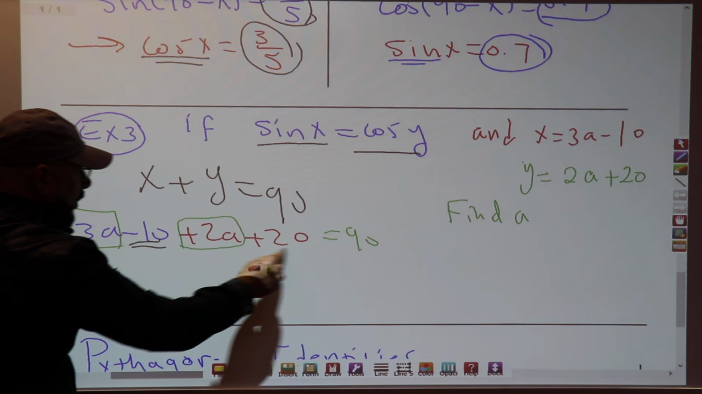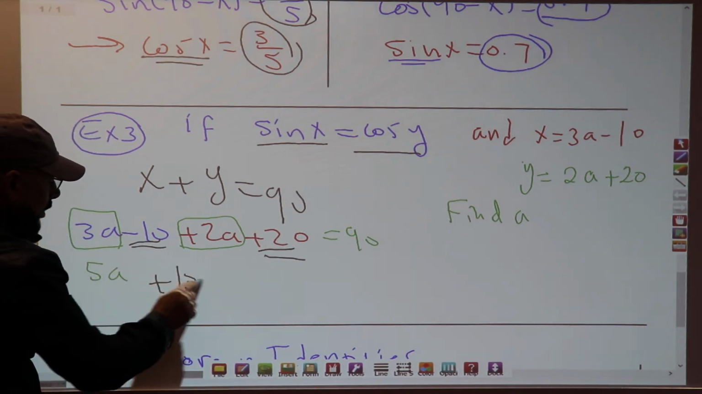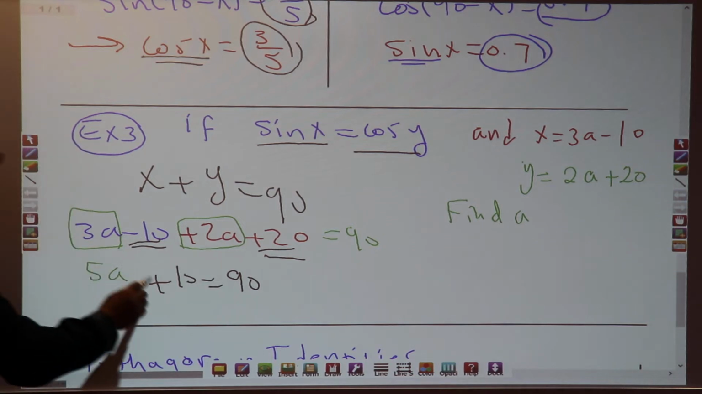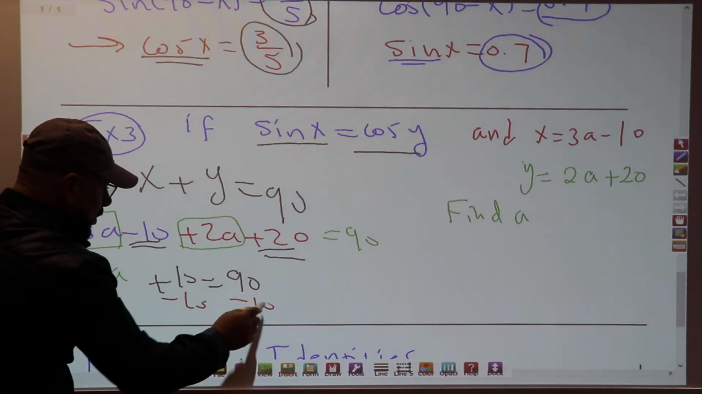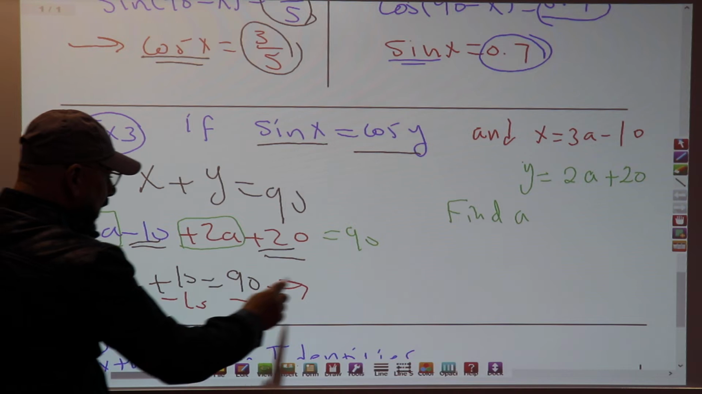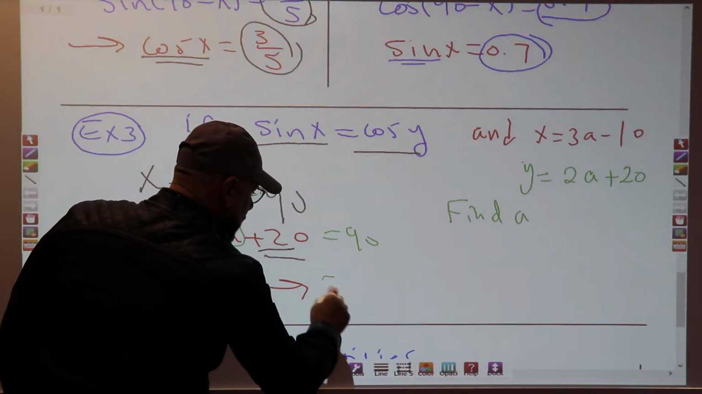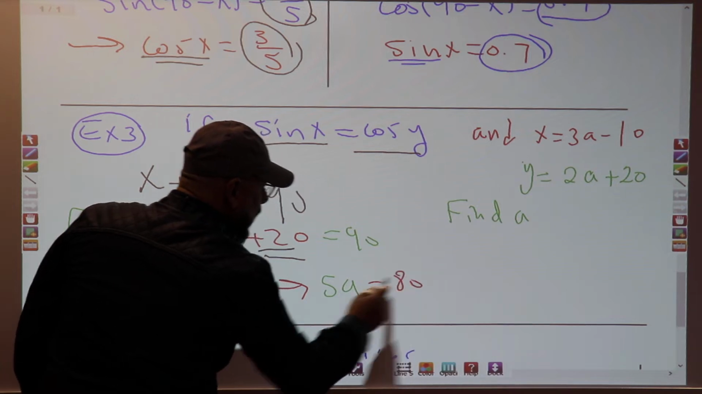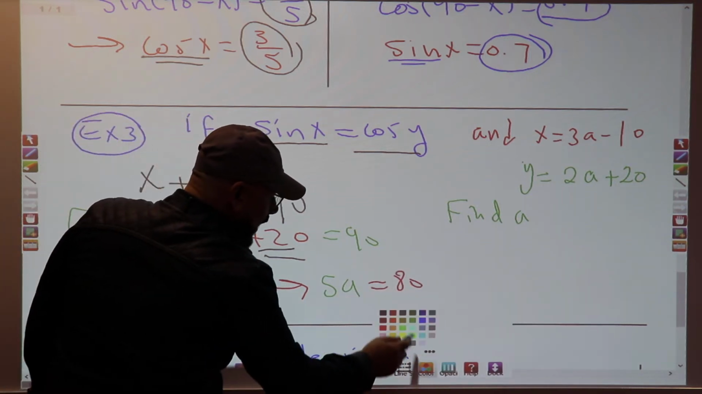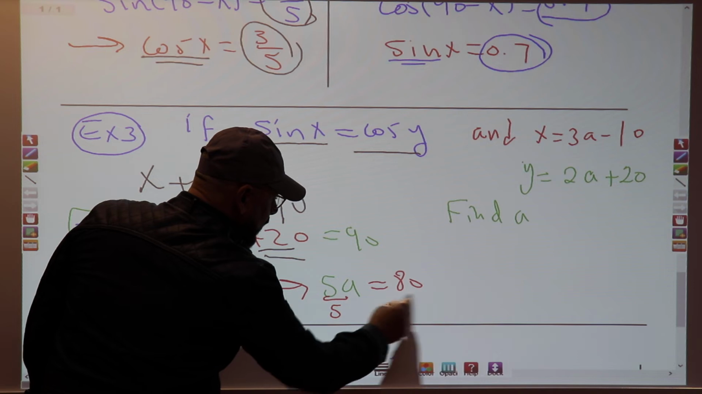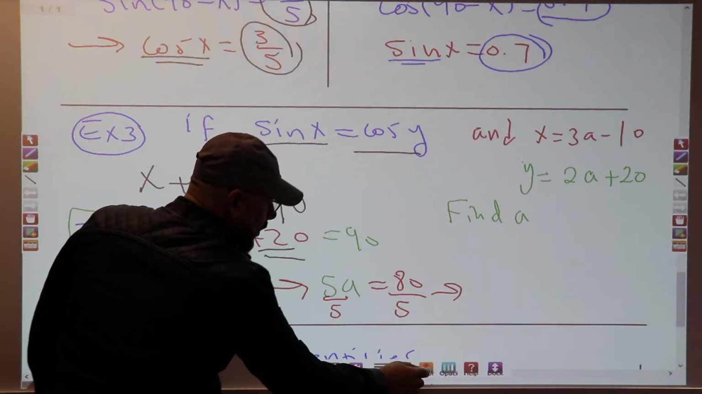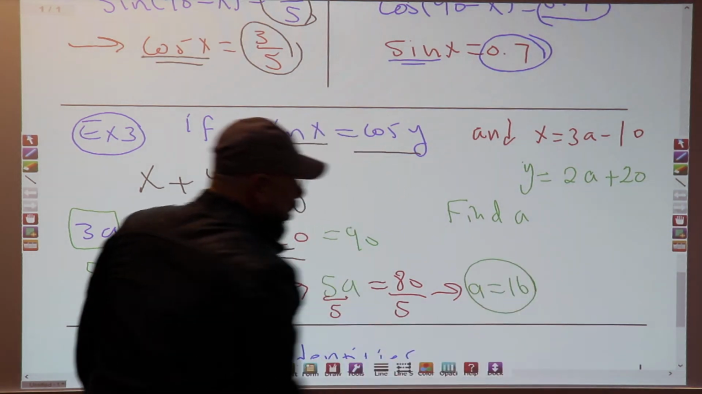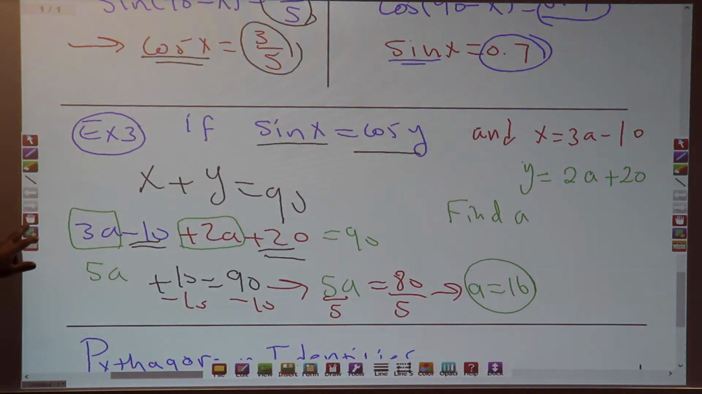What is minus 10 plus 20 plus 10? Equal how much? 90. Now minus 10 minus 10, 80. Then 5a equals 80. Divide by what? 5. Divide both sides by 5. 16. Wow, that's easy and simple. 16. Good job. Okay, let us keep going.